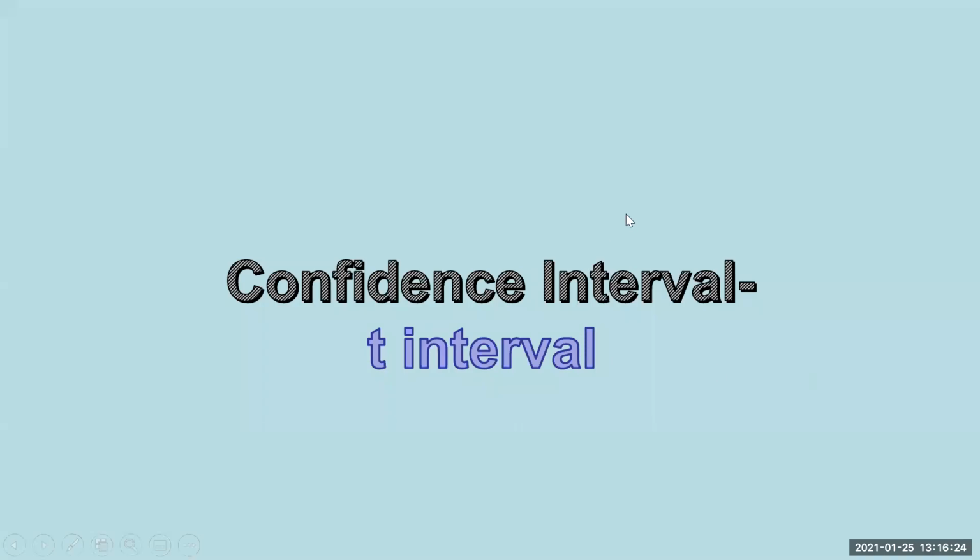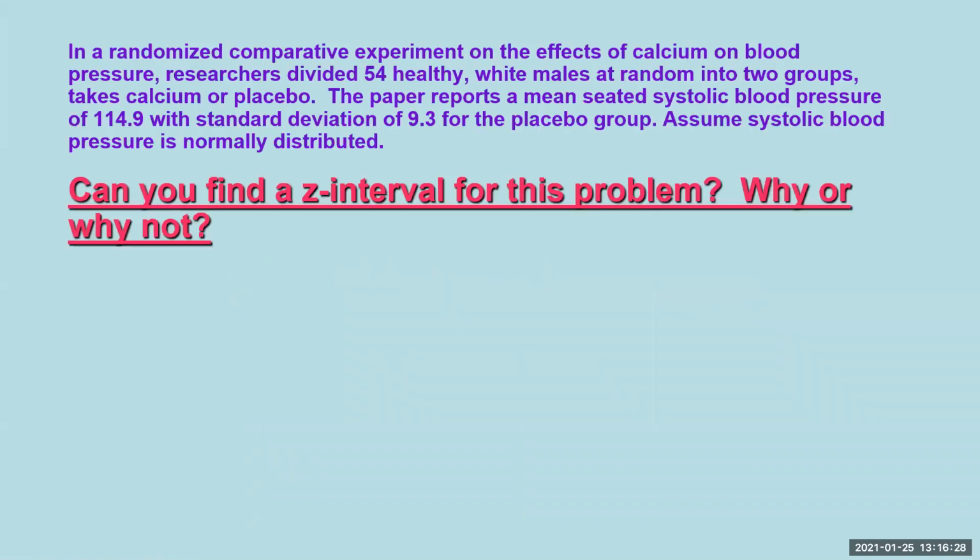Okay, today's notes, we're going to talk about confidence interval, the t-interval. So let's look at an example. In a randomized comparative experiment on the effects of calcium on blood pressure, researchers divided 54 healthy white males at random into two groups, one that takes calcium or one that takes placebo. The paper reports a mean seated systolic blood pressure of 114.9 with a standard deviation of 9.3 for the placebo. Assume that systolic blood pressure is normally distributed.